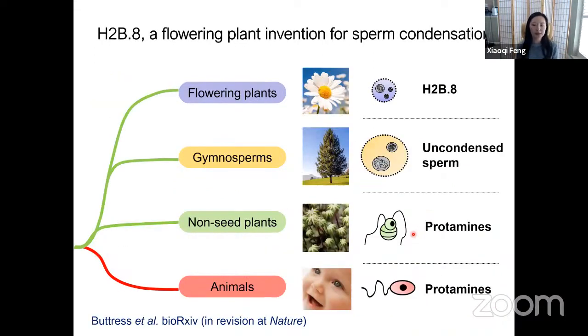So consistent with the importance of H2B.8 for chromatin condensation, H2B.8 is conserved among diverse flowering plant species, but absent from gymnosperms with uncondensed sperm, and also the non-seed plants and animals that use protamines to condense their swimming sperm. So our hypothesis is that H2B.8 is an independent flowering plant invention to achieve a moderate level of sperm condensation. And the idea is that this level of condensation is sufficient for the non-motile plant sperm while being permissive for transcription.